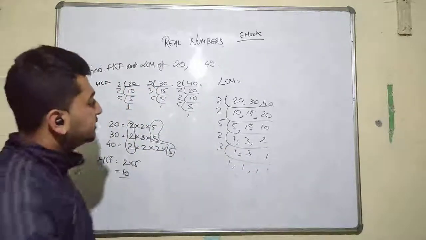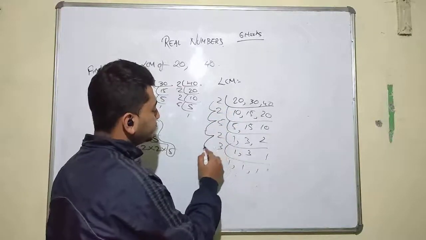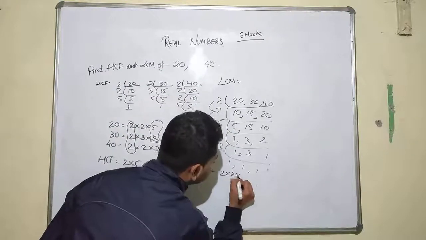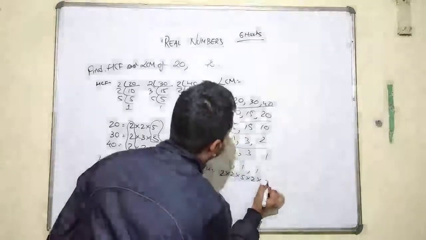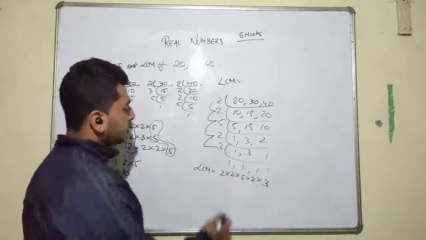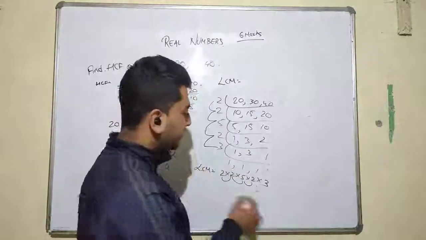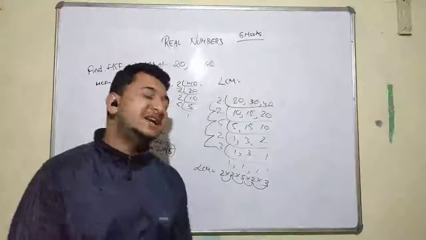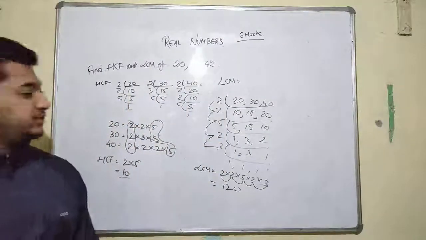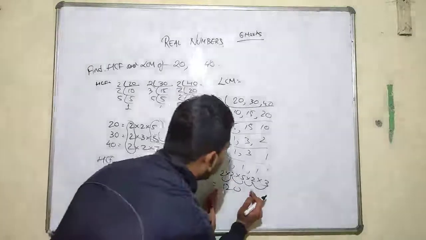Okay, so you have the LCM is equal to 2 into 2 into 5 into 2 into 3. So what will be your answer? 2 2s are 4, 4 5s are 20, 20 2s are 40, 40 3s are 120. That is your LCM. HCF is 10, LCM is 120.